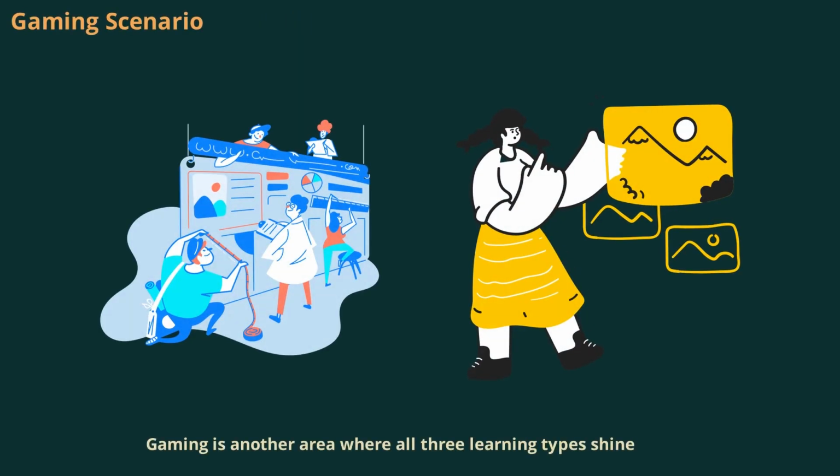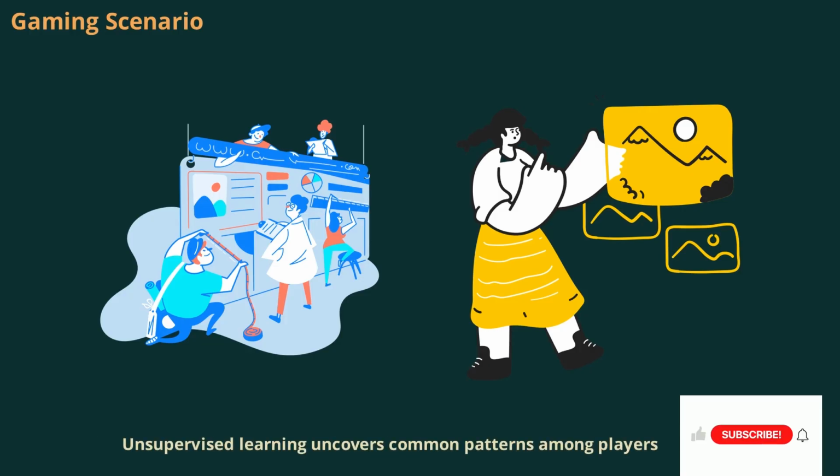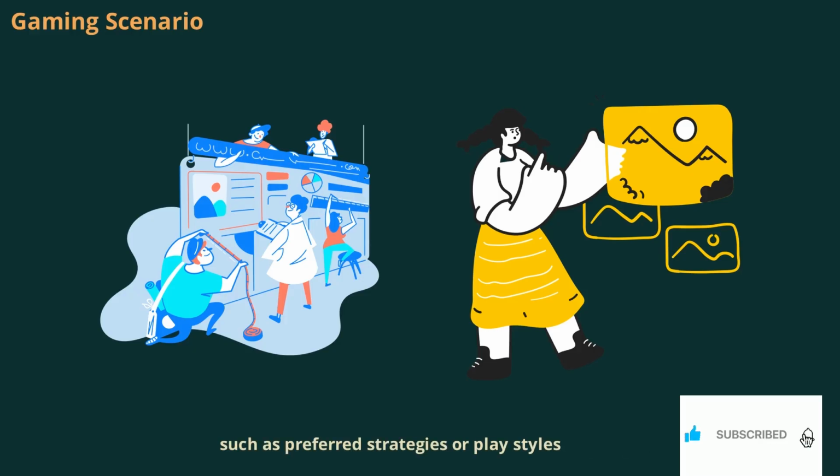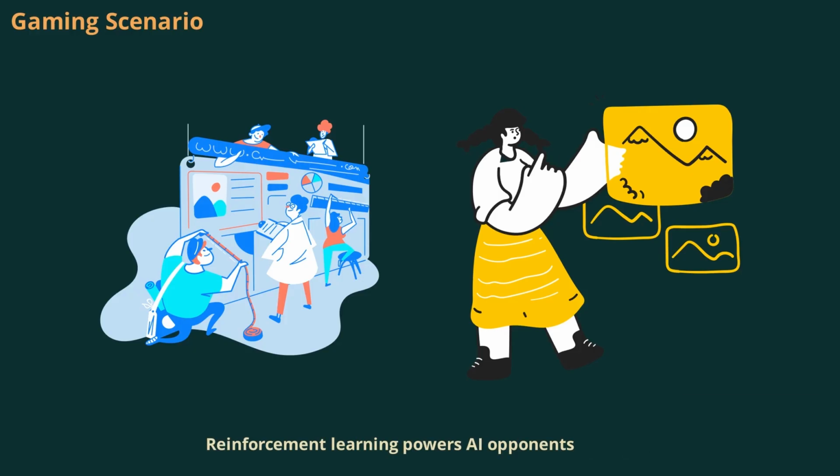Gaming is another area where all three learning types shine. Supervised learning can predict player behavior based on historical data, helping game designers improve user experience. Unsupervised learning uncovers common patterns among players, such as preferred strategies or playstyles. Reinforcement learning powers AI opponents that learn and improve through practice, making games more challenging and engaging. The versatility of these approaches is evident in the gaming industry.